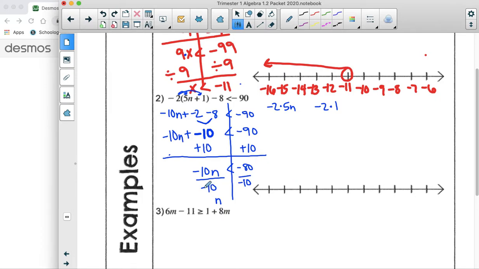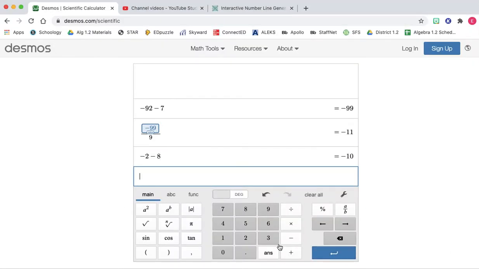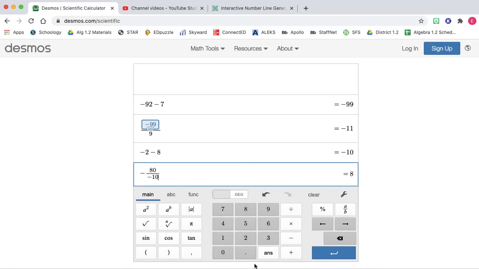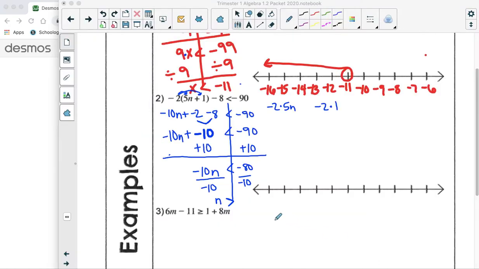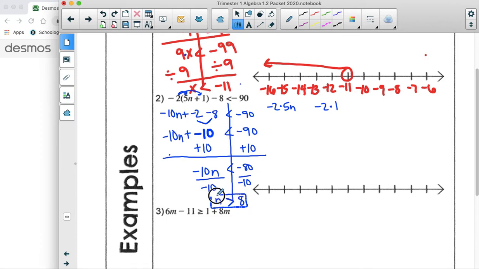Okay, we divided both sides by negative here. It says divide by negative 10. Okay, that means we have to switch our inequality. It's going to go from a less than to a greater than. That's the big difference between equations and inequalities, as long as with graphing and 20 million other reasons. But we're going to do negative 80 divided by negative 10. Okay, and we get a positive 8. So n is greater than positive 8.